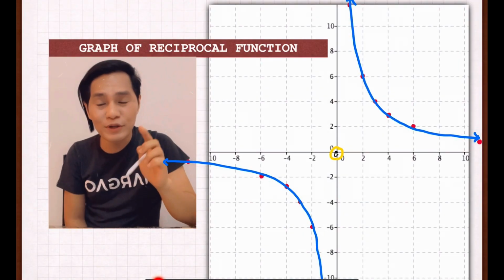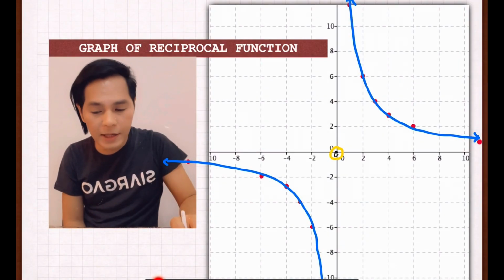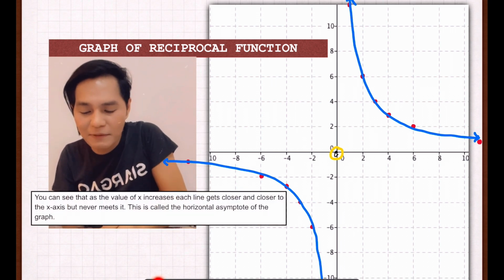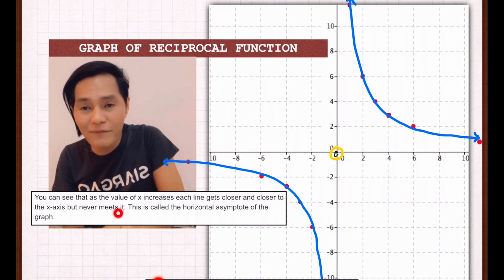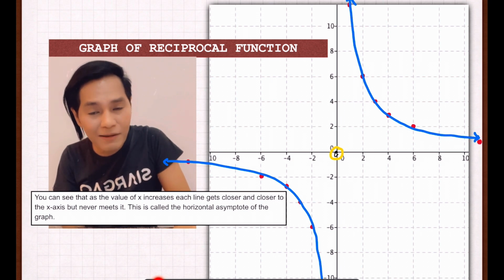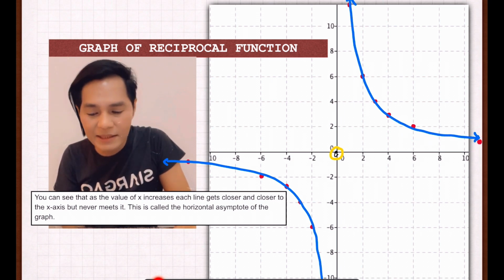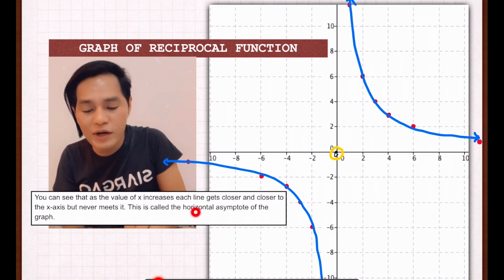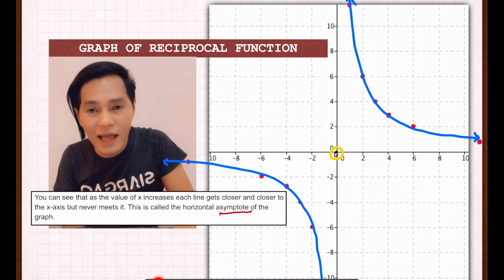This time, I will talk about the graph. Observe properly. Now, you can see that as the value of x increases, each line gets closer and closer to the x-axis, but never meets it. So this is the one that I'm referring to. Okay, see, it never meets the x-axis. And this is called the horizontal asymptote of the graph. I am making use of the word asymptote. It is approaching the x-axis, but it's not touching the x-axis.